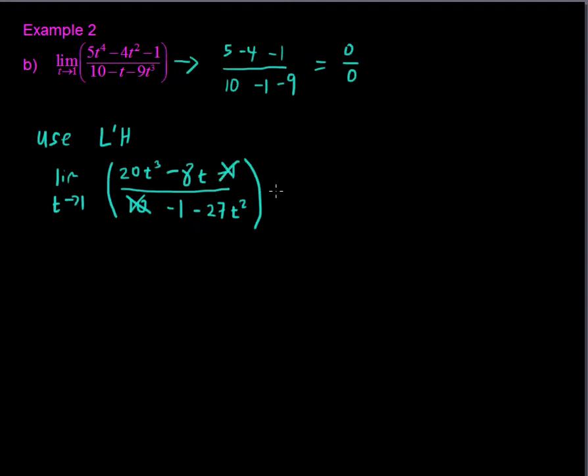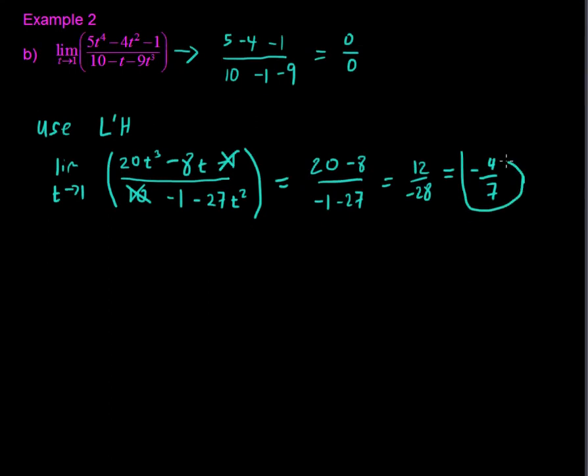So now we can try plugging in as t approaches 1. We get 20 minus 8 over negative 1 minus 27. So that's 12 over negative 28. I believe 3 goes into both of those, and that would end up being negative 4/7. And that's our answer to this particular limit problem.